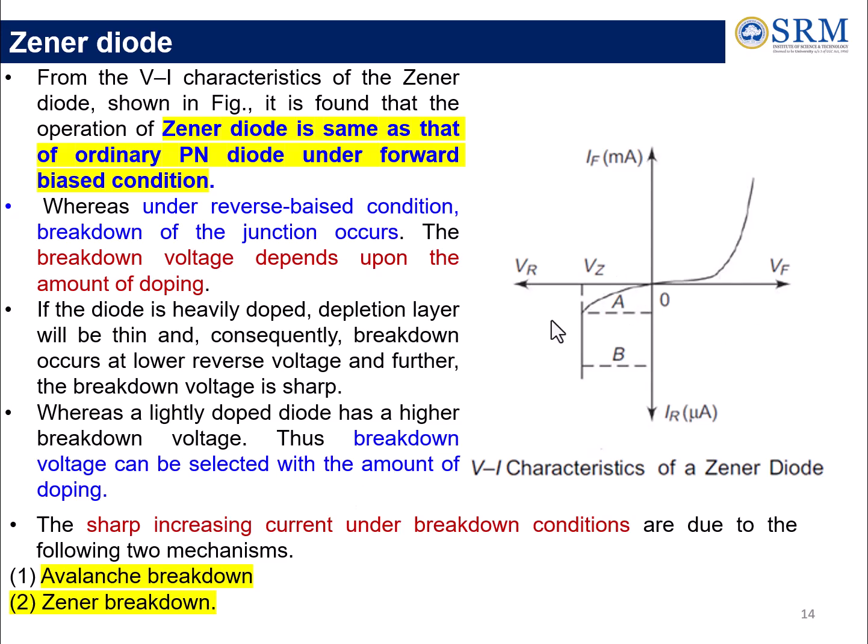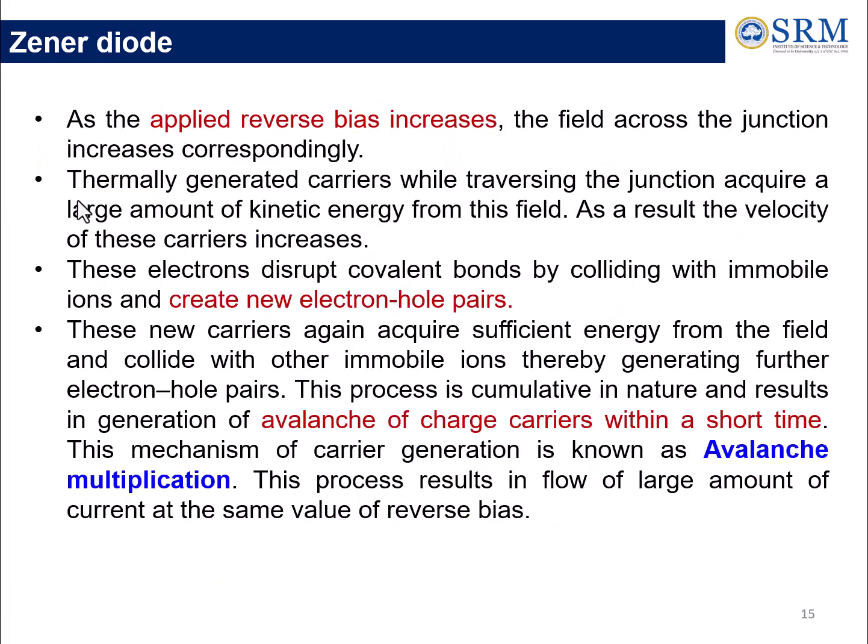The sharp rising current under these breakdown conditions is due to two mechanisms. One is avalanche breakdown, the other is Zener breakdown. So we see them one by one. As the applied reverse bias increases, the field across the junction increases correspondingly. Because of the field, the thermally generated carriers, while traversing the junction, acquire a large amount of kinetic energy from this field. So they acquire the energy, and as a result the velocity of these carriers increases.